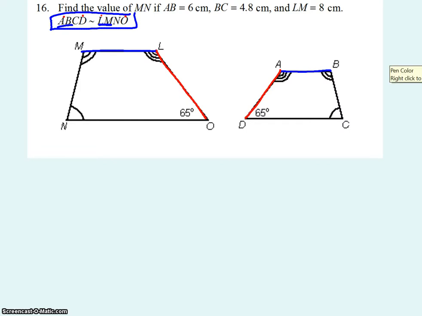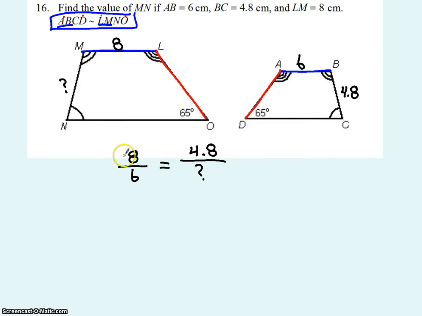I'm going to label the distances. AB is 6, BC is 4.8, LM is 8, and they want to know what MN is right here. In order to find these things, we need to have corresponding parts. Notice that LM and AB are corresponding. So I'm going to write the ratio of 8 over 6, which is LM over AB, has to be the ratio of any other pair. So I'm going to write 4.8 over question mark. Notice I got that backwards. I did that on purpose for now. I'm going to fix it in just a second.